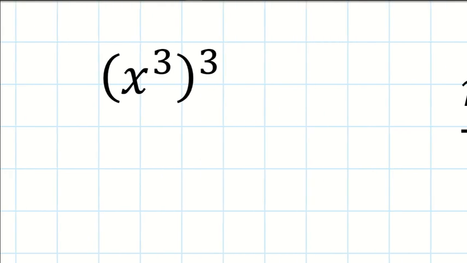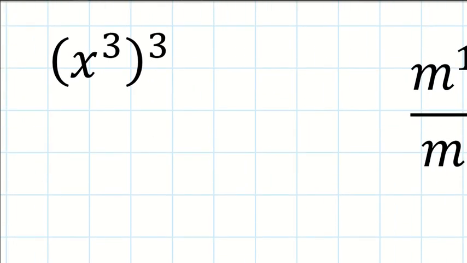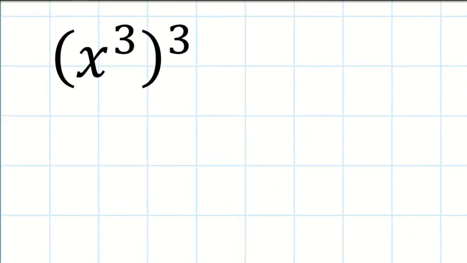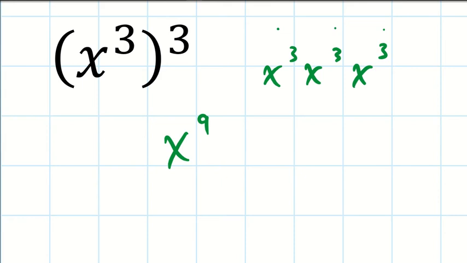In the next expression, I have 3 of these x cubes. So if I wanted to write it out, there's an x cubed times another x cubed times another x cubed. And if I count these factors of x up, I have 1, 2, 3, 4, 5, 6, 7, 8, 9. I have x to the 9th power.